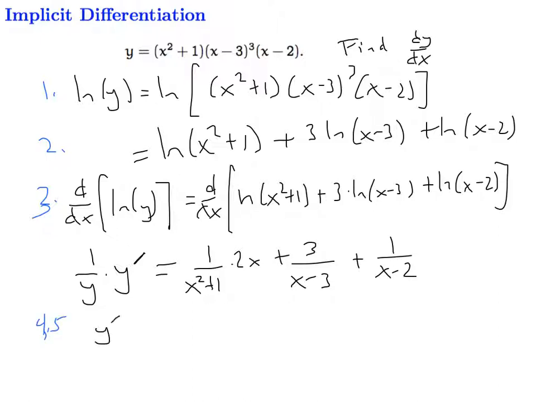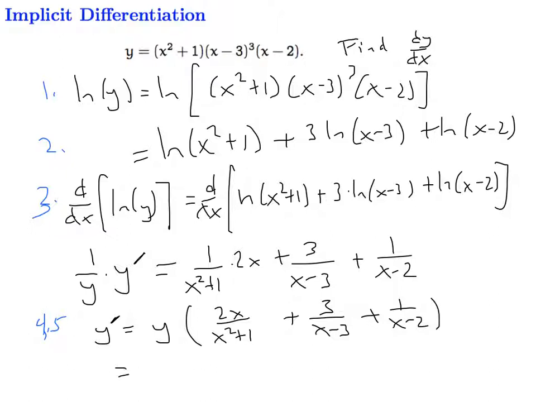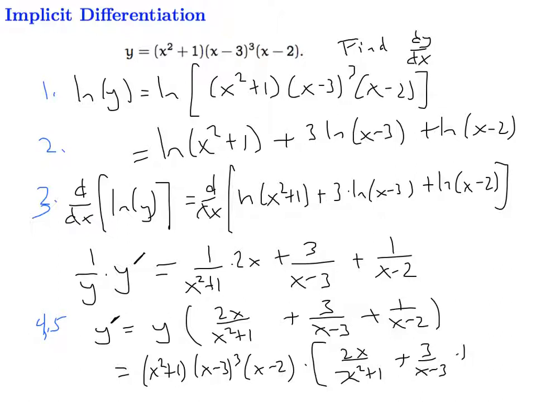This tells me that my derivative is equal to y times 2x over x squared plus 1 plus 3 over x minus 3 plus 1 over x minus 2, which equals, when we're all said and done and I replace with all my y's, x squared plus 1 times x minus 3 cubed times x minus 2 times, in parentheses, 2x over x squared plus 1 plus 3 over x minus 3 plus 1 over x minus 2.